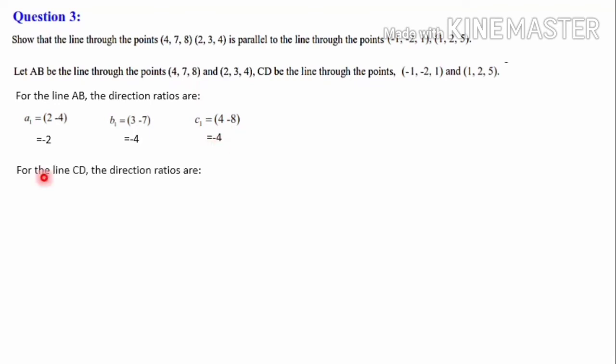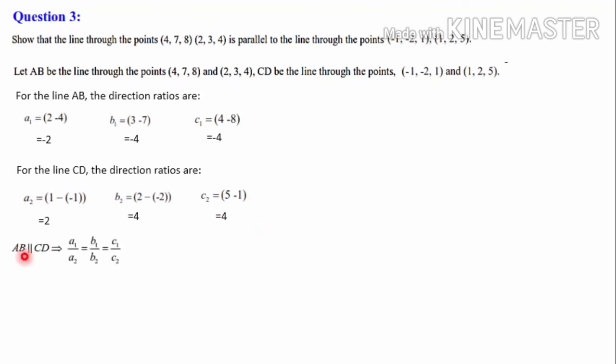Next, for the line CD, the direction ratios: A2 is 1 minus minus 1, which is 2. Next, B2 is 2 minus minus 2, which is 4. Then C2 is 5 minus 1, which is 4.